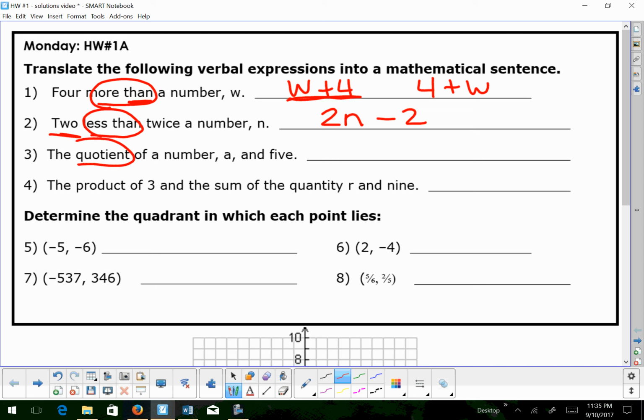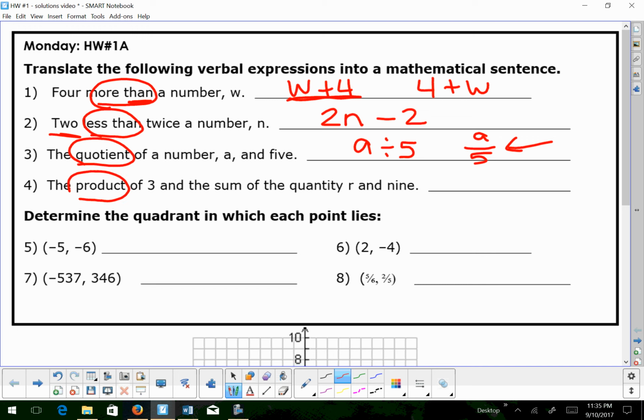"The quotient of a number a and 5." So a quotient is division. You can show it using this symbol, or you can show it using a fraction bar as the division symbol. Both of those answers are correct. This is preferred.